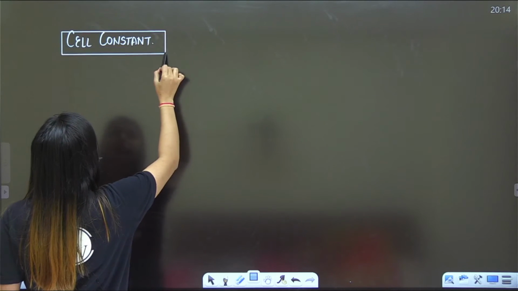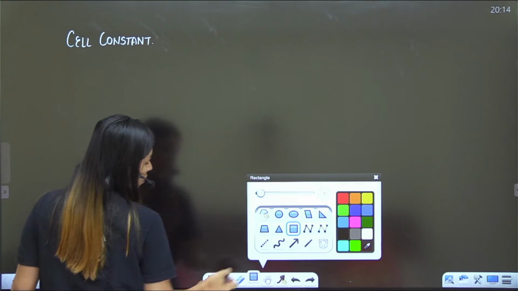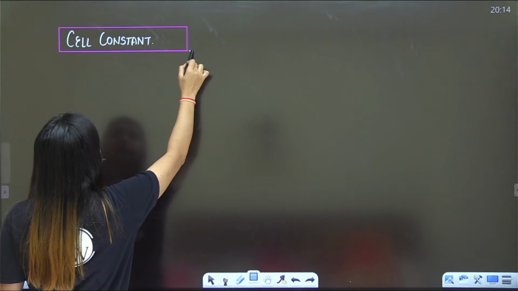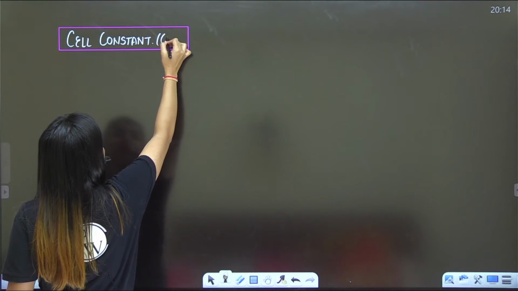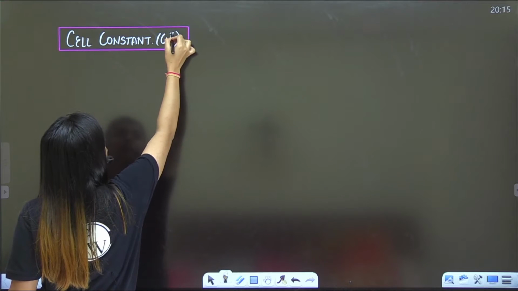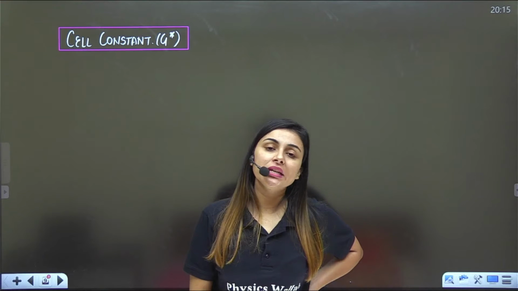So here is the cell constant. Now the question arises, my dear students, what is the symbol for cell constant? So let's write the symbol for cell constant. It is G star. Your cell constant is given by G star.